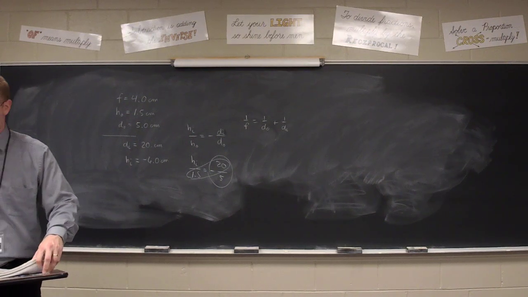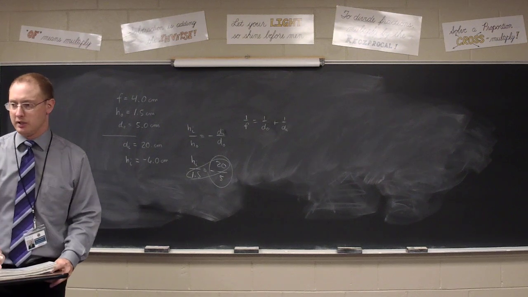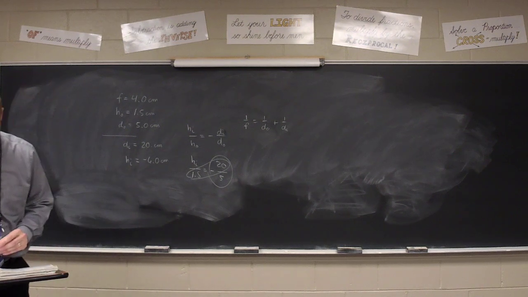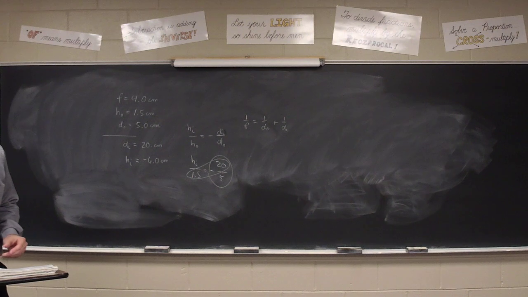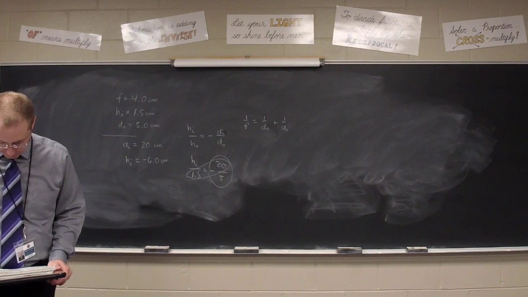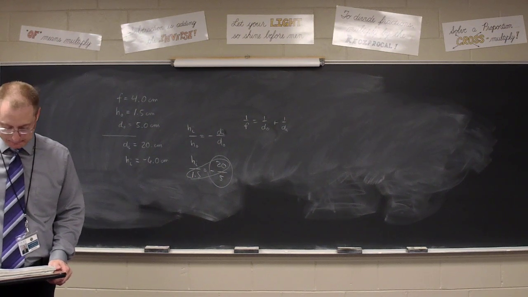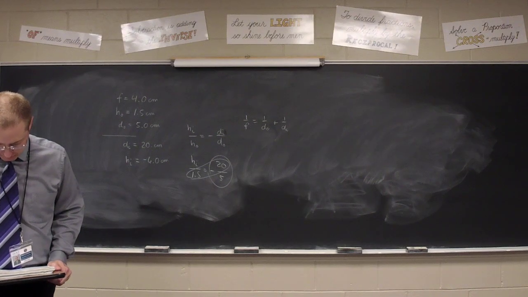All right, number 14. And read that for us now. Let's see, whose turn is it? Michael. An object 2 centimeters high is located 10 centimeters in front of a diverging lens whose focal length is -6 centimeters. Find the position and size of the image by drawing the principal rays.